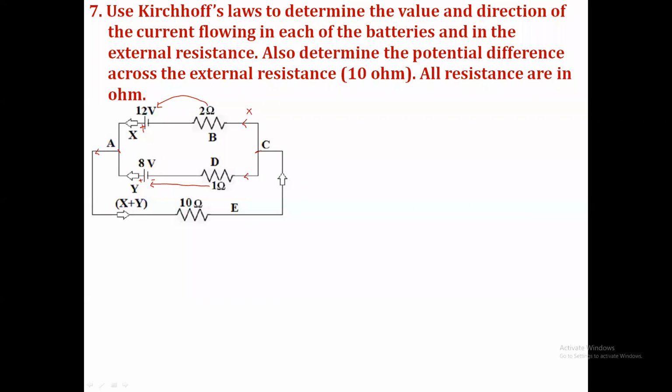So how many unknown variables of current are here? How many closed loops do we have to consider here? 2. Is it right? Yes or no? Yes, sir.